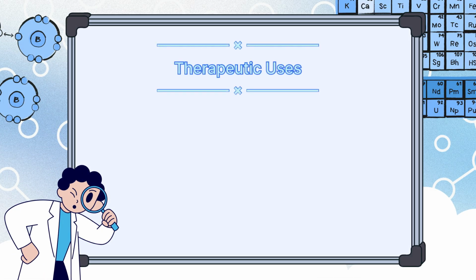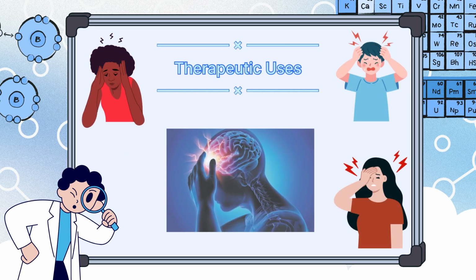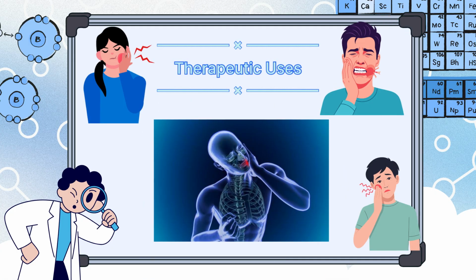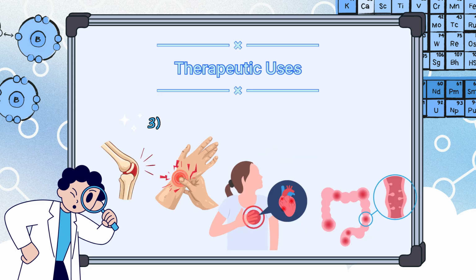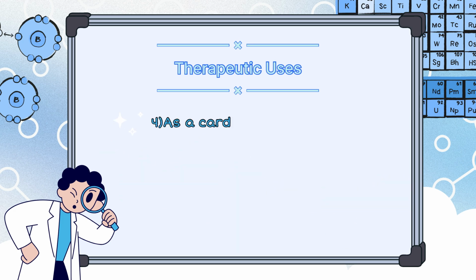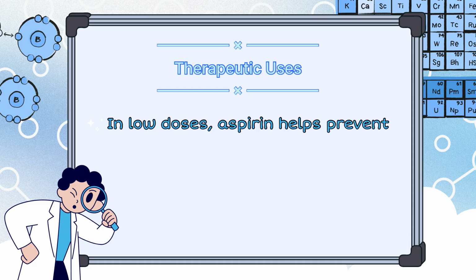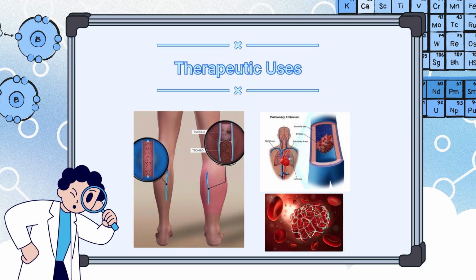Therapeutic uses. Aspirin is used for relief of mild to moderate pain such as headaches, muscle aches, dental pain, etc. Reducing fever, or antipyretic effect, and reducing inflammation in conditions like arthritis or other inflammatory disorders. It also works as a cardioprotective agent. In low doses, aspirin helps prevent heart attacks, strokes, and other thromboembolic events due to its antiplatelet action.